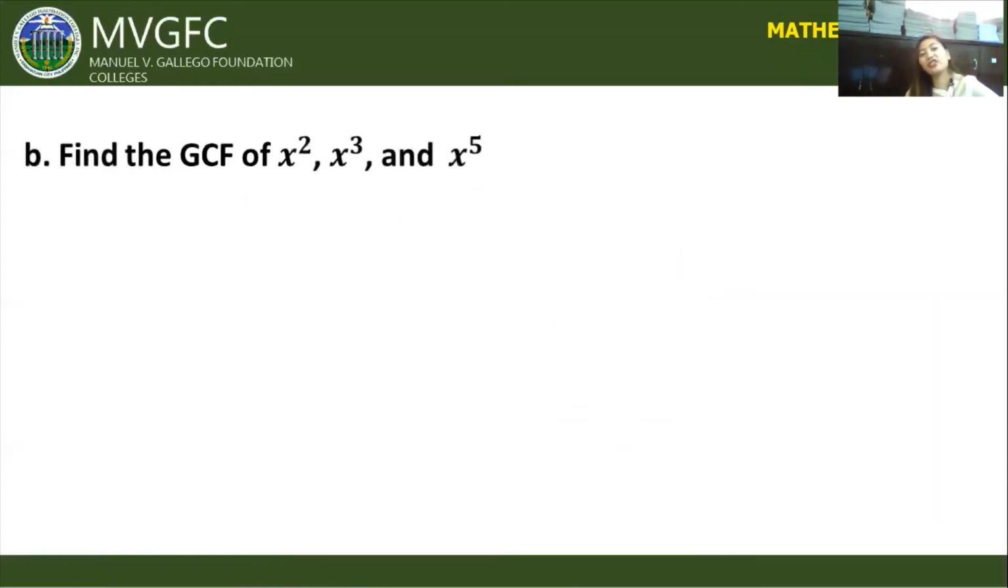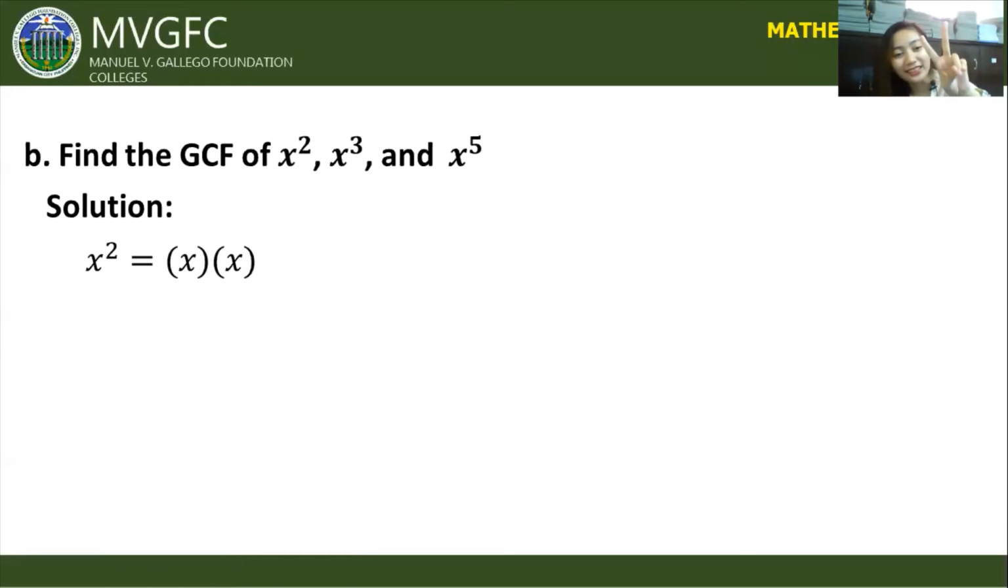Okay, so let us try to find the GCF of the following monomials, or terms. We have here x squared, x cubed, and x raised to 5. So how do we get the GCF of those terms? So we have here x squared, which is actually the same as writing x times x. So you have 2 x's. Okay? Next, of course, for x cubed, we have 3 x's. So x times x times x.